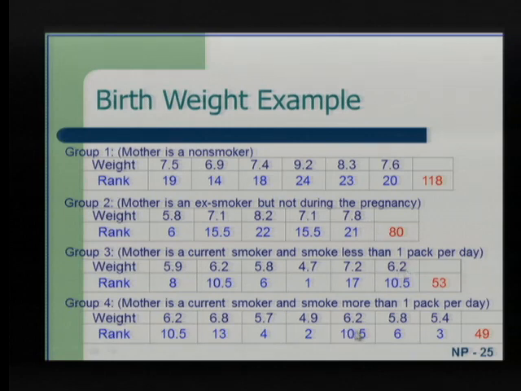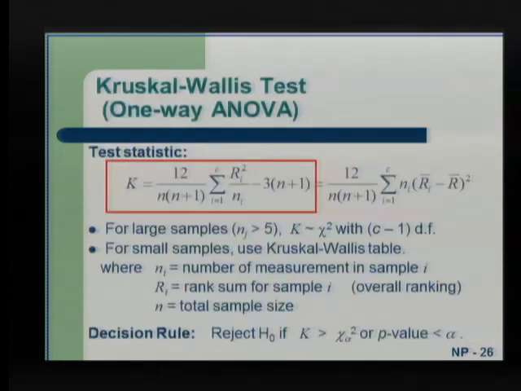Whenever there is a tie, like the 10th and 11th pieces are the same, I use a midpoint, 10.5. That's how we do the ranking. Whenever there is a tie, you use a mid-rank. So let's say rank numbers 3, 4 and 5 are the same value, then you should use 4 for ranking all these three values, right? Use a mid-rank. Then this is the formula for calculating the Kruskal-Wallis test statistic, right?